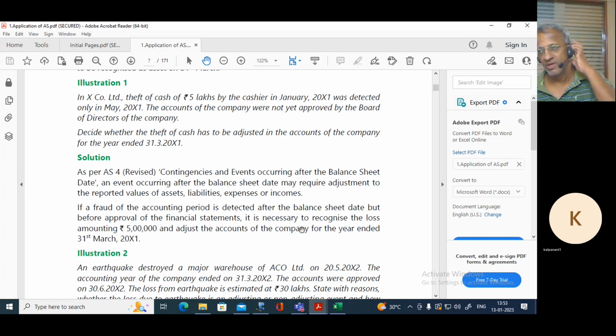Number two, the condition of the asset was uncertain. The condition of the asset is uncertain. Detection confirms the uncertainty on the balance sheet date. So it is an adjusting event. Over. That is the way you have to tell.